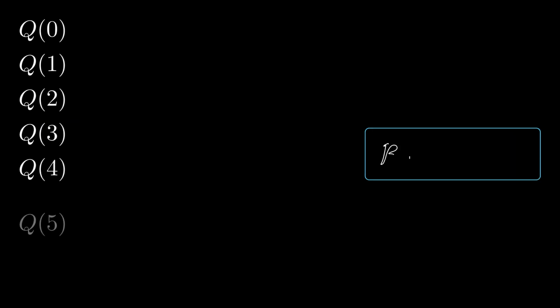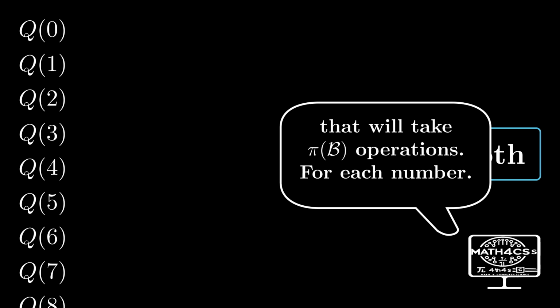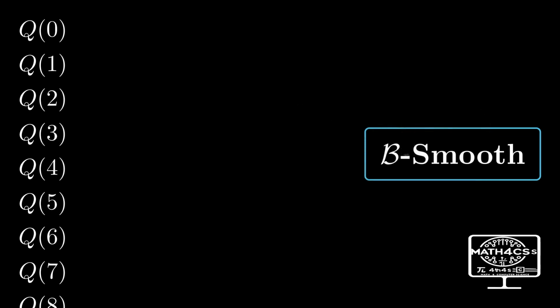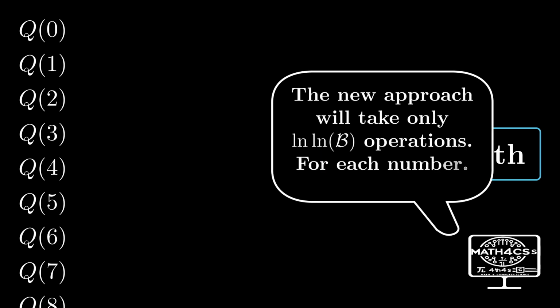If we have few relations, checking the smoothness one by one is fast, but not fast enough. We can do better. Instead of checking the smoothness one by one, we can sieve over an interval. The new approach is not exact, but it's much faster.